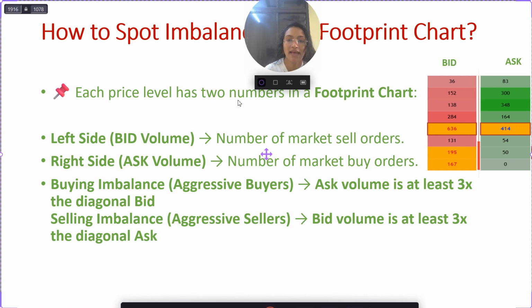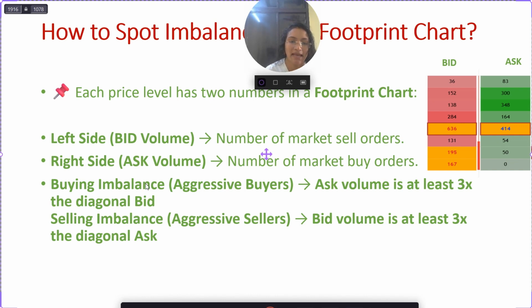Each level has 2 numbers in a footprint chart. Left side, bid volume. Right side, you have the ask volume. Volume in the sense of the number of market orders that have been executed. These are all the executed orders in this particular candle.